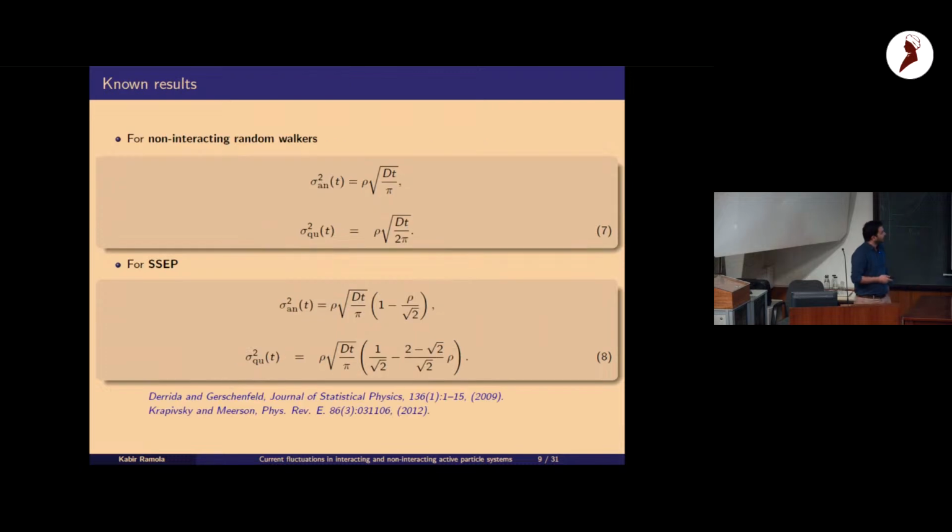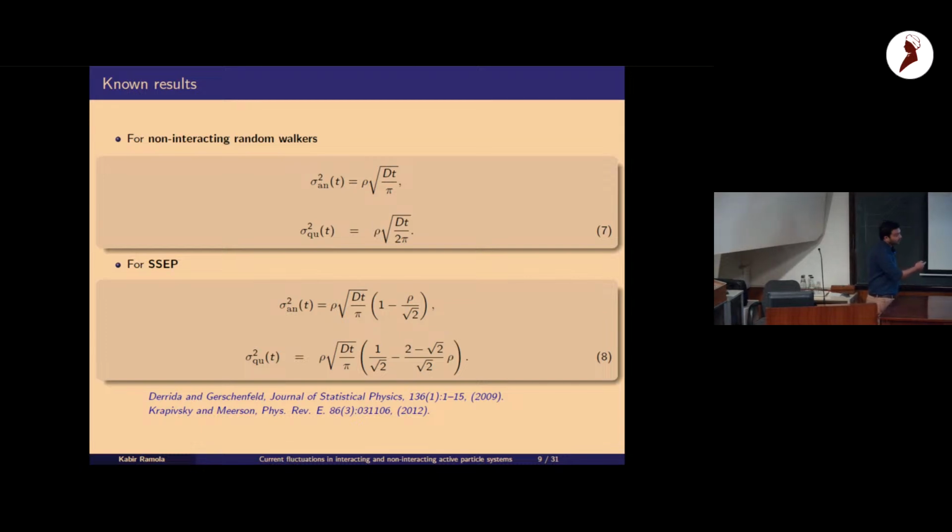Okay. So here are some very well-known results for non-interacting random walkers. You look at the fluctuations in the current for non-interacting random walkers for the annealed and the quenched, and as David had pointed out, there is a factor of square root 2, and both of them show square root t behavior at all times.